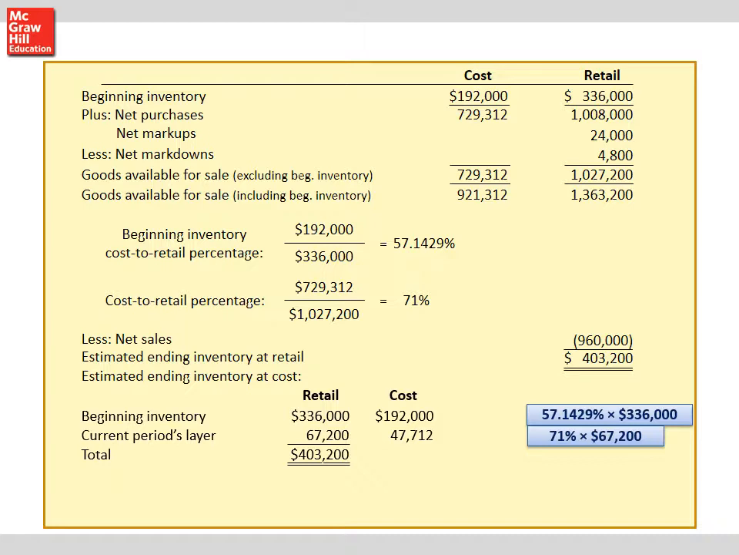So the cost of the $336,000 is $192. The remaining $67,200 in retail ending inventory is cost at 71%, or $47,712. So ending inventory would be $239,712 under this method. Meaning cost of goods sold would be $921,312 minus $239,712, $681,600.